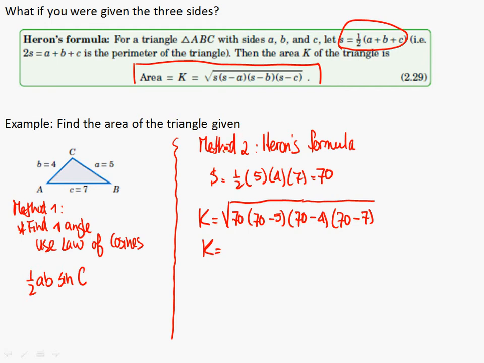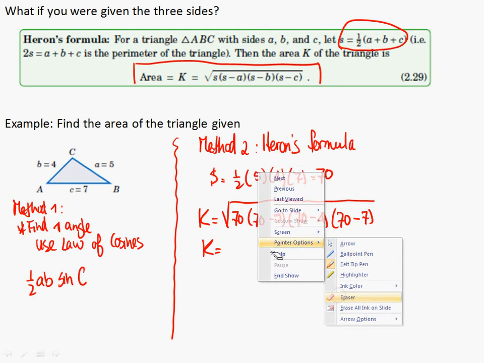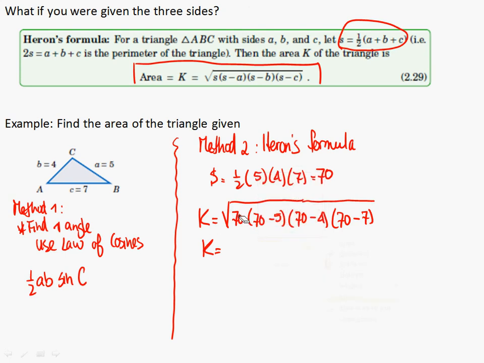So the area of this triangle, I made a huge mistake in this, didn't I? There's no way that that was right. What did I mess up on? Oh, it's adding? Yeah, it's a half times A plus B plus C. So I am sorry. We're going to have to erase some of this. I will erase all this.